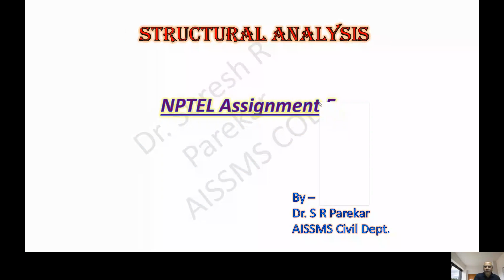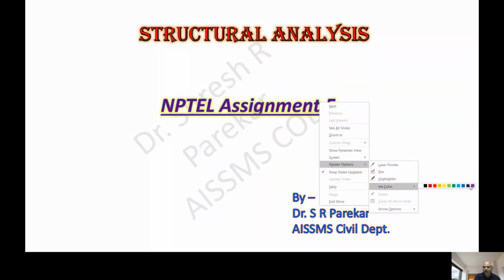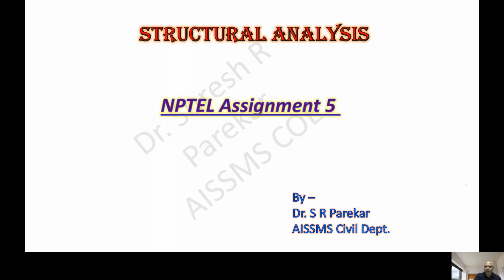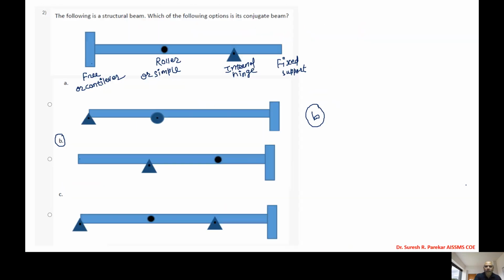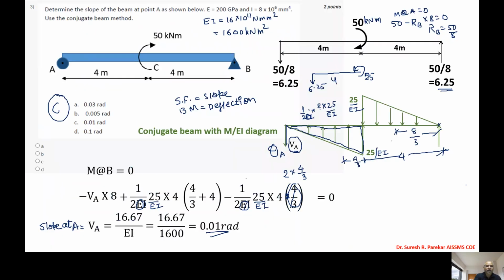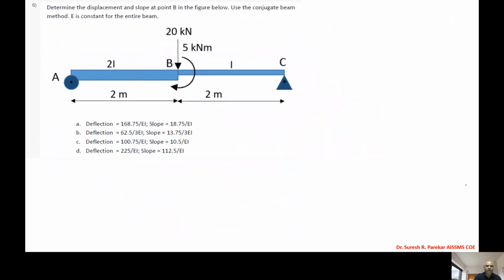So now we will go for assignment 5, and this is part 2. In part 1 we have solved 5 problems. Now we will go with the next problem, that is problem number 6. Here also we have to determine the displacement.